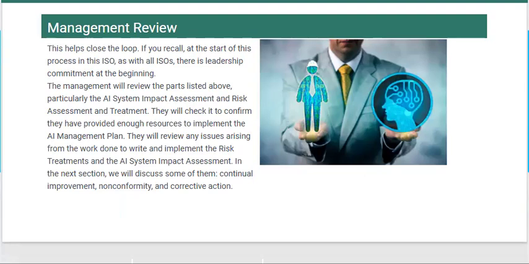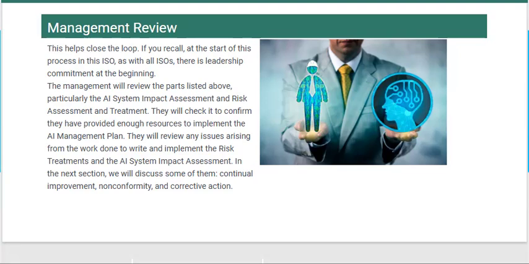This helps close the loop. If you recall, at the start of this process in this ISO, as with all ISOs, there is leadership commitment at the beginning. The management will review the parts listed above, particularly the AI system impact assessment and risk assessment and treatment. They will check it to confirm they have provided enough resources to implement the AI management plan.